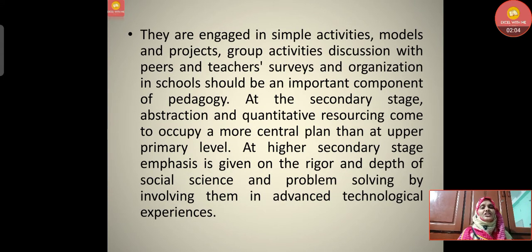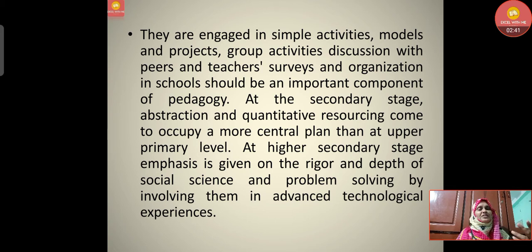So they are engaged in simple activities, models and projects, group activities, discussion with peers, and teachers' surveys, and organization in schools should be an important component of pedagogy. So what should be the pedagogy of social sciences teaching? The students should be given simple activities to enhance their knowledge. They have to make some models, projects, and group activities, and they will show different skills through these activities.